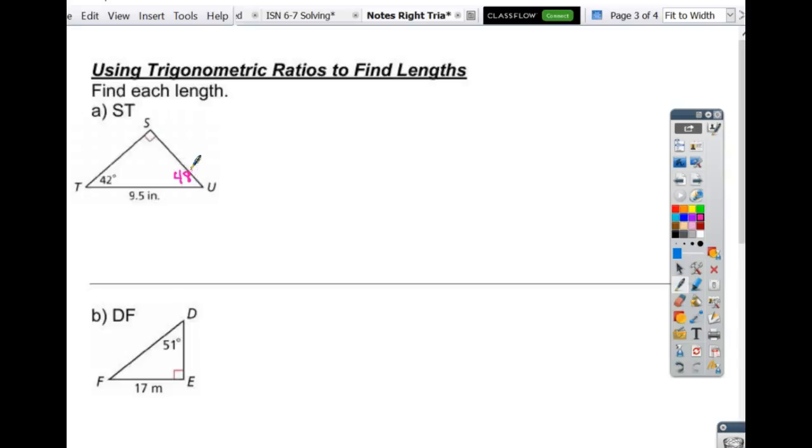Now, this is asking for this side right here, and I'm given that angle. So, if I'm given this angle, I have 42. This side touches the 42. So, if it's the adjacent over the hypotenuse, what am I going to use? Cosine. So, the cosine of 42 equals ST over 9.5.